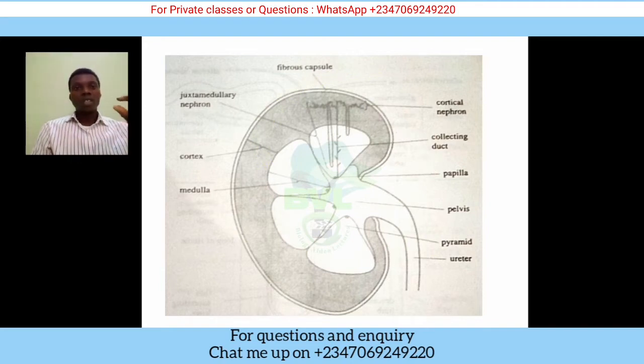Now, this nephron has the renal corpuscles, which is the upper part that contains Bowman's capsule and glomerulus. I will show you that in a minute. That part is staying in the cortex, while the other part of the nephron, which is the tubular aspect, the renal tubule, is staying in the what? In the medulla. All right. Of course, that's not always the case. I will show you that in a minute.